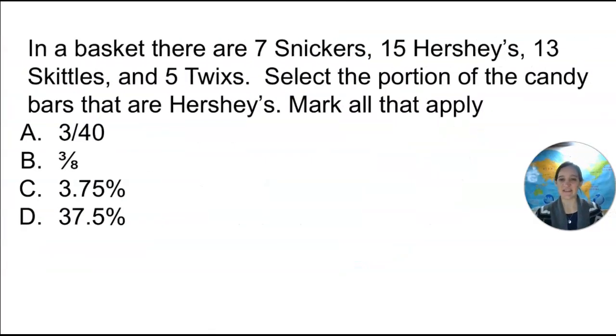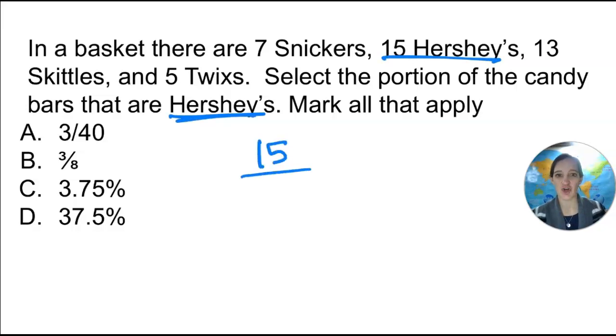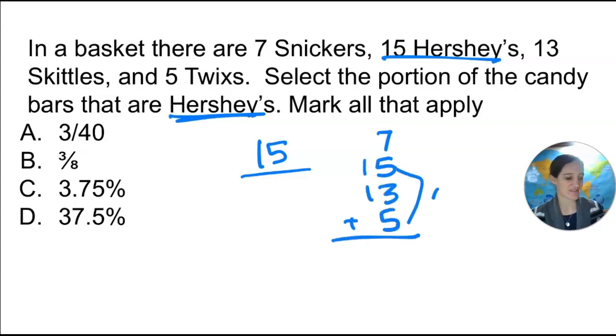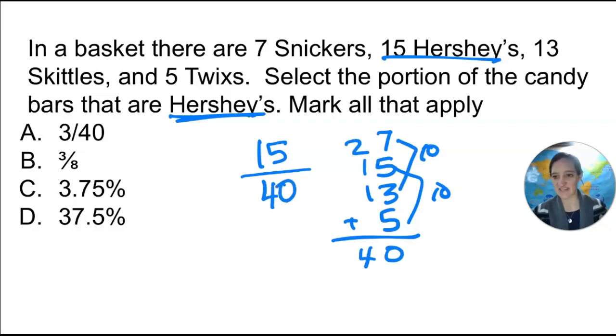In a basket, there are 7 Snickers, 15 Hershey's, 13 Skittles, and 5 Twix. Select the portion of the candy bars that are Hershey's. I just want the Hershey's. Well, I know there's 15 Hershey's. I need to get my total. Remember, the part goes on top, the whole goes on bottom. So the whole amount would be Snickers, Hershey's, Skittles, and Twix. Add those up. That's 10. That's another 10. So I've got 20, 40. So I've got 15 40ths here.